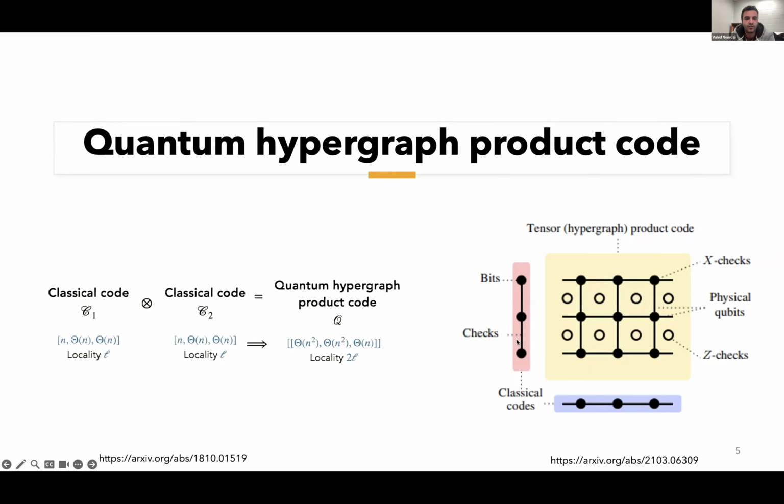If we have two classical codes, as we have here, with checks and bits, and then calculate the tensor product or hypergraph product of these codes, we have this quantum code, where the physical qubits are defined by edges, and the X checks and Z checks are defined by vertices.